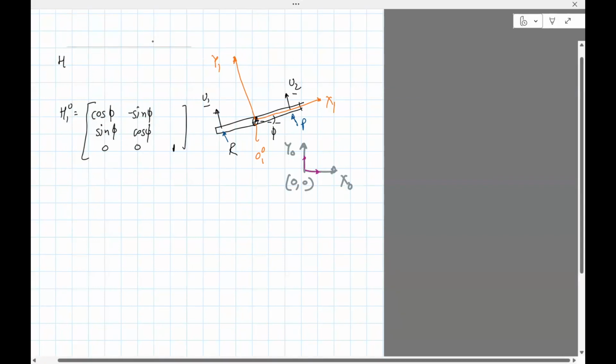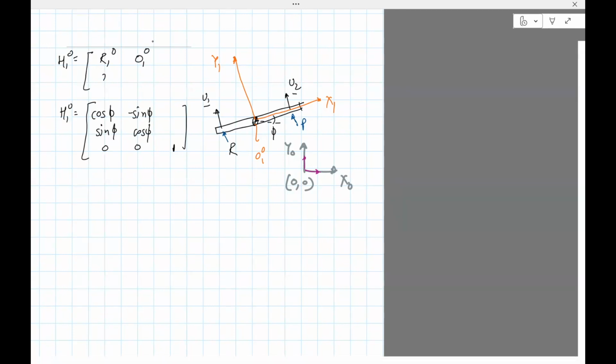So H10 is R10, O10, 0, and 1, right? So I have R10 already over here. O10 is the position of this point with respect to frame 0. So that is just the XY coordinate. XY. That's it.